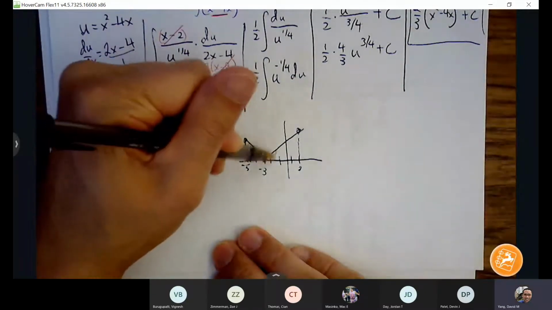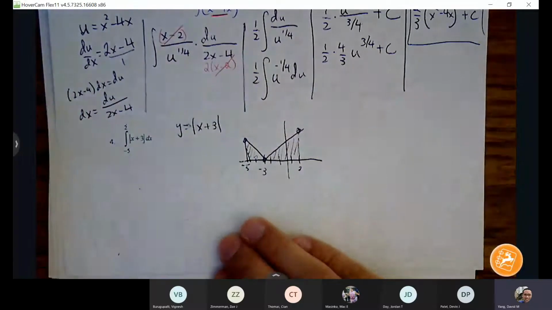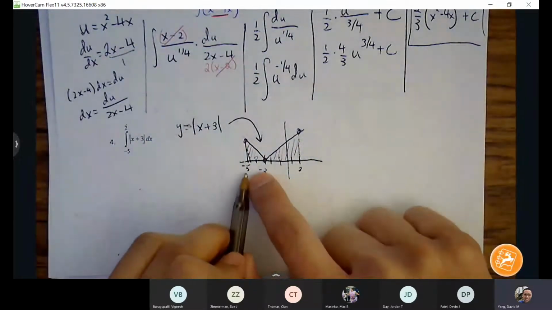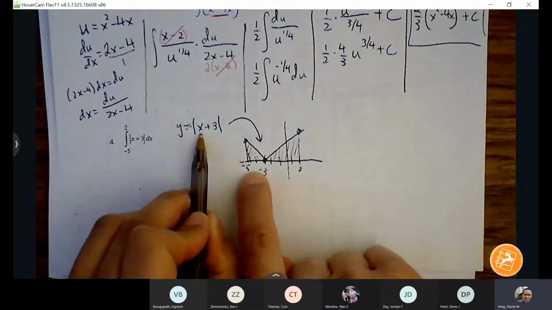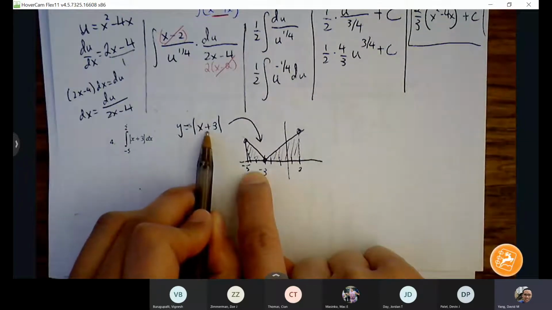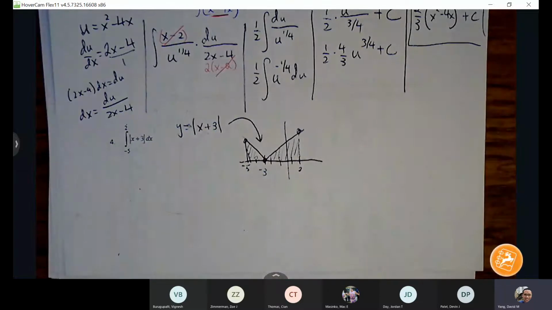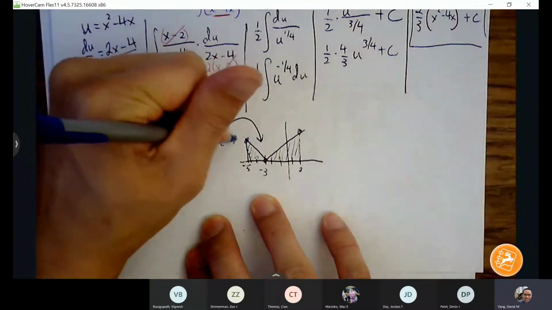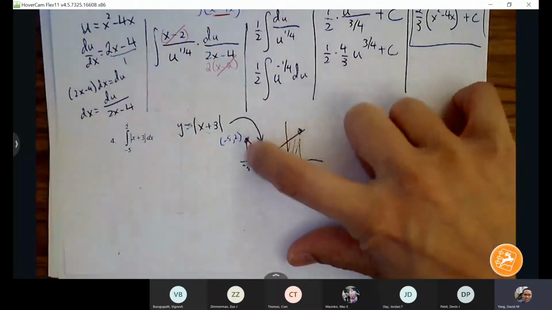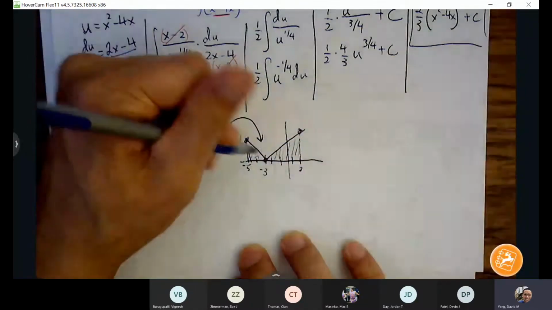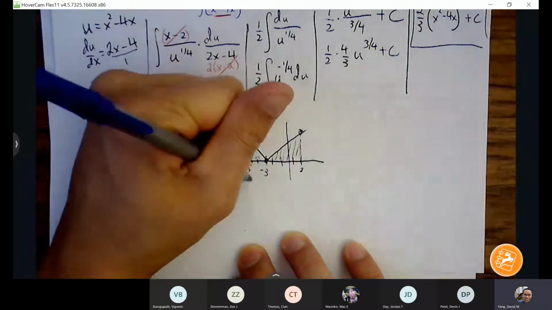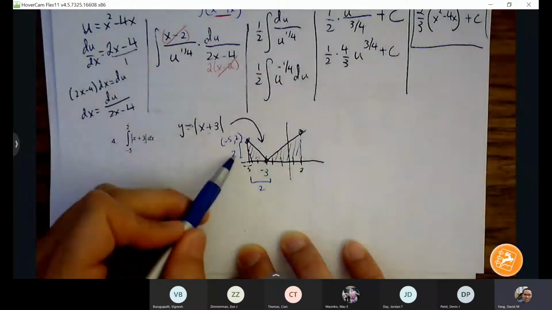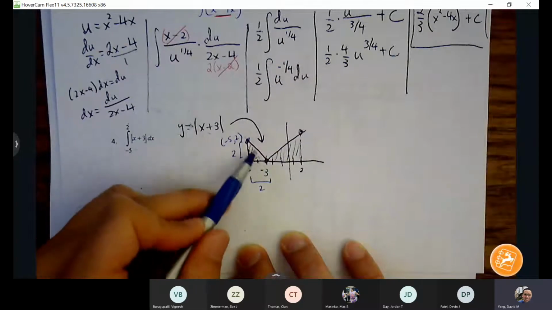So really, we're just finding the areas of these two triangles here. All right, if I plug -5 into my function, -5 plus 3 is -2. Absolute value of -2 is 2. So I know my ordered pair at this point is going to be -5, 2. And that 2 also represents the height of this triangle that we have here. Our base is also 2. So 1/2 base times height. We'll come back to that.